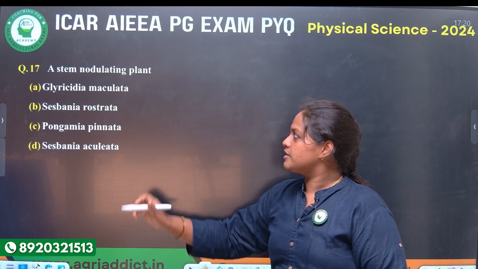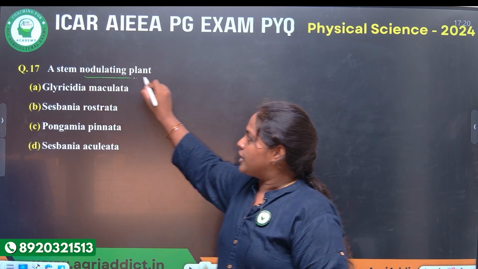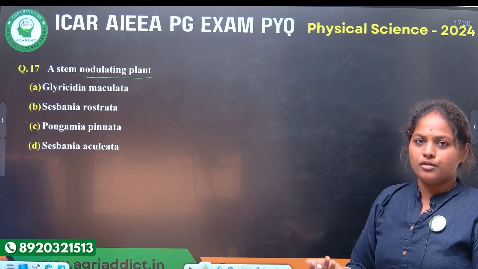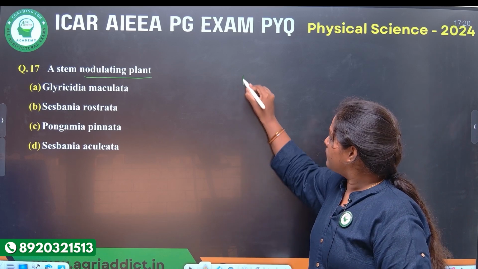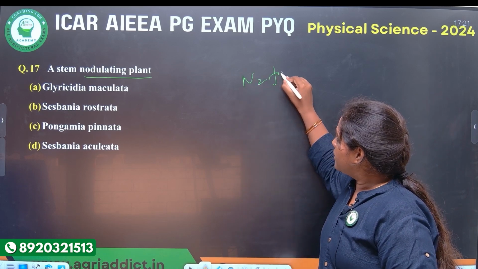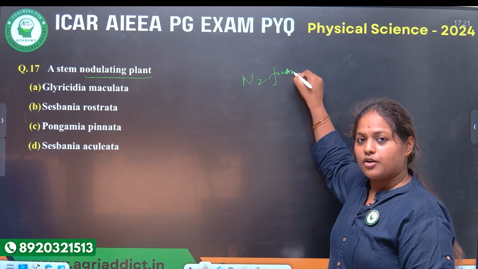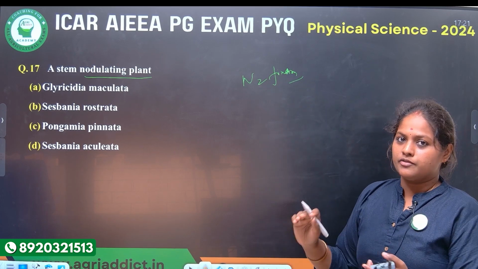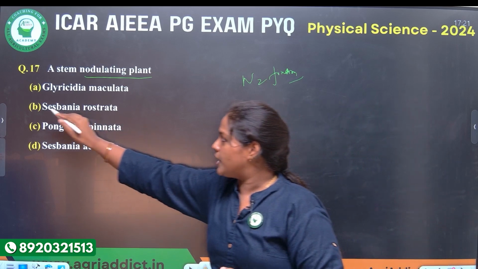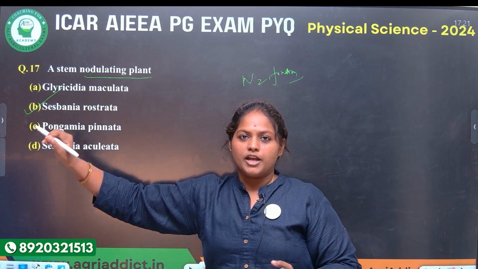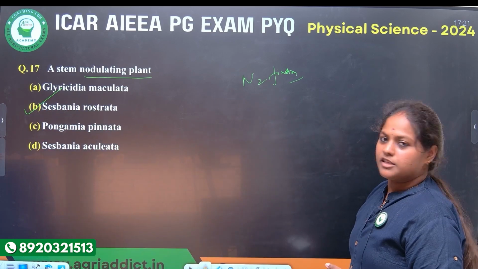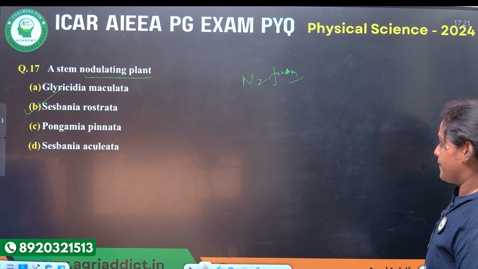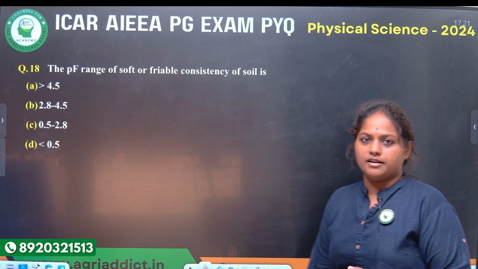Next, question number 17. A stem nodulating plant. We have seen root nodules in case of legumes. What they will do? They will aid in nitrogen fixation. So there are also some plants which are not having root nodules, but they have stem nodules which perform this nitrogen fixation. The very famous plant that is available is Sesbania rostrata. This is again a direct bit from soil science, soil biology.